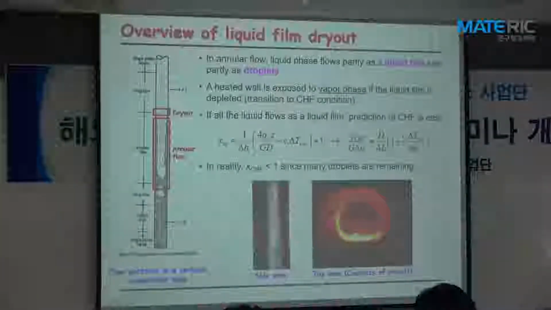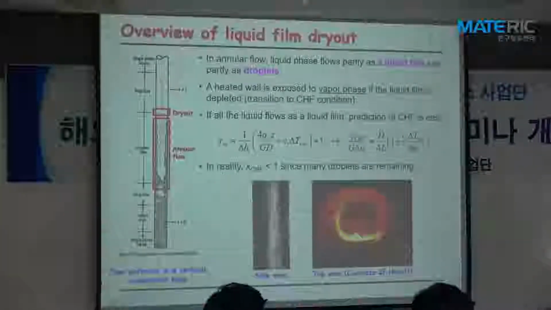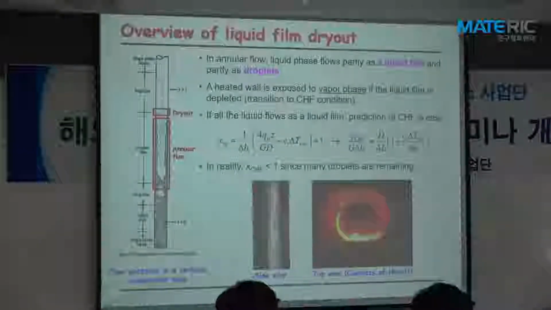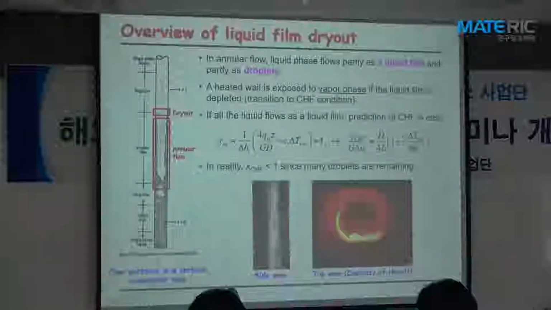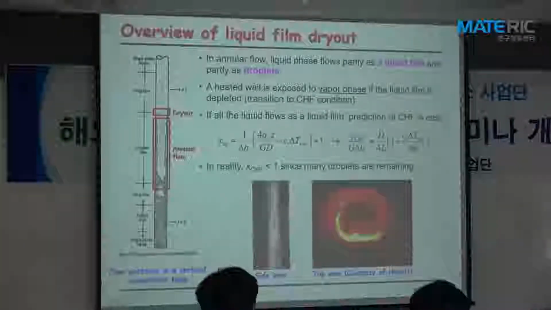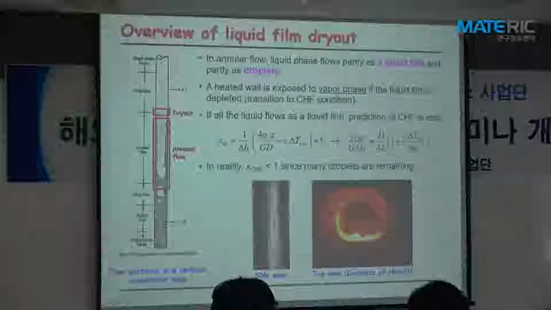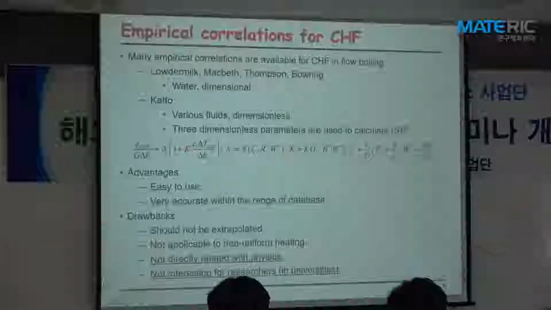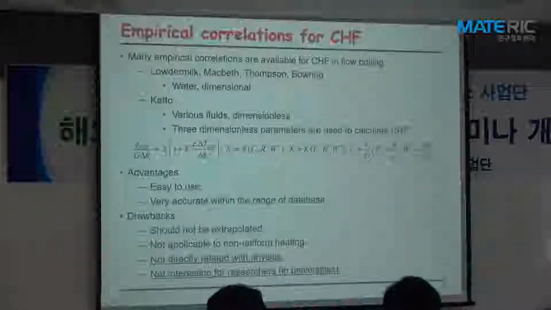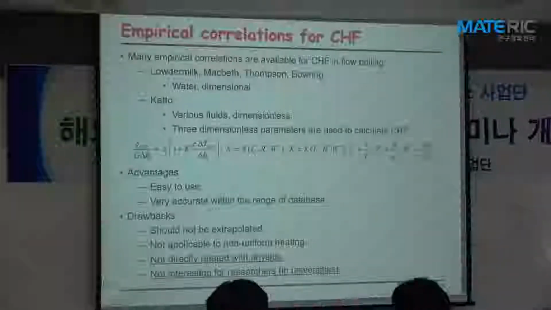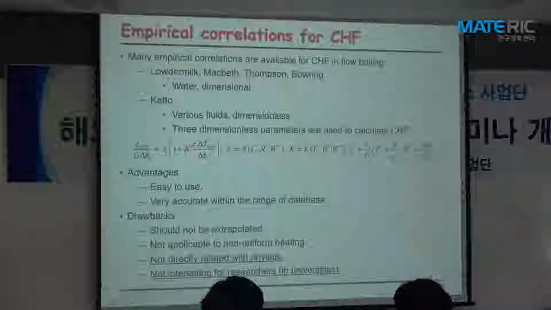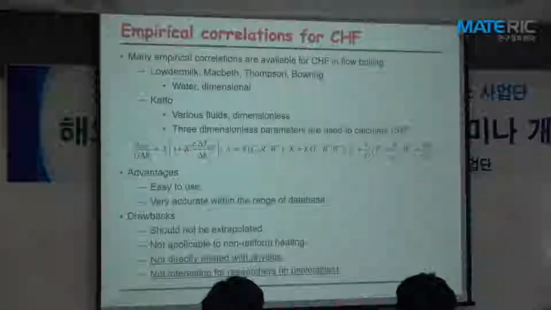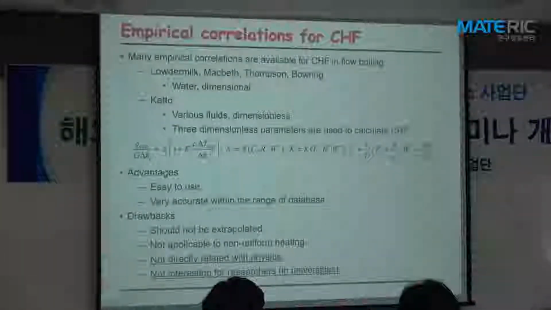And if you see this movie, you may feel that modeling of annular two-phase flow is almost impossible. Therefore, I recommend you not to see this movie. But anyways, the difficulty of the complex phenomena included in the annular flow can be understood from this movie. And one method is to predict the critical heat flux by an empirical correlation. And many empirical correlations are available for the critical heat flux, like this. And usually, these correlations are based on the water data and are dimensional.